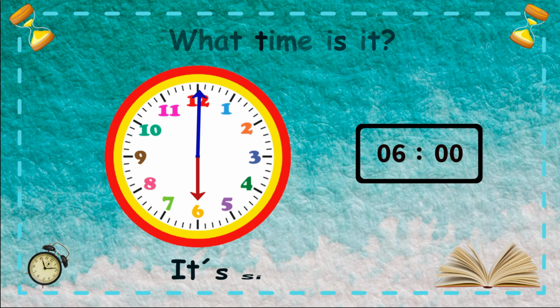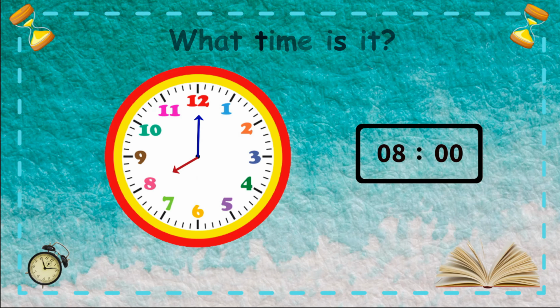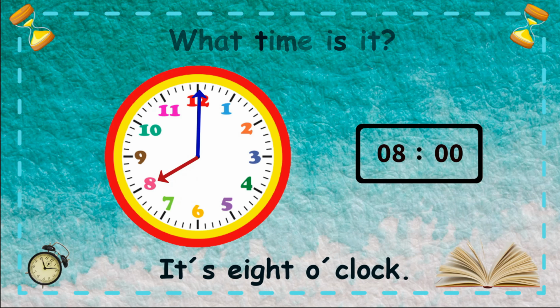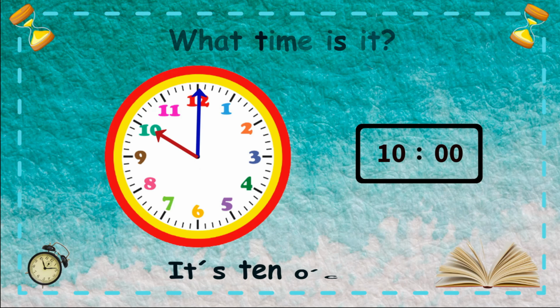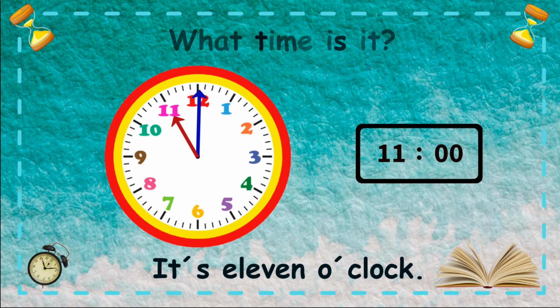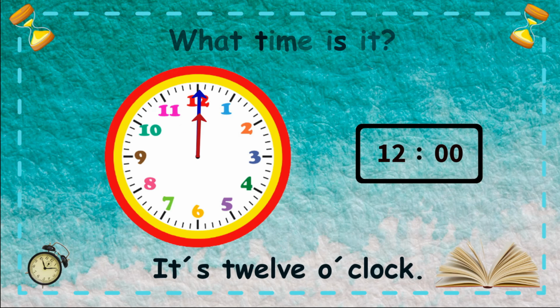What time is it? It's 6 o'clock. What time is it? It's 7 o'clock. What time is it? It's 8 o'clock. What time is it? It's 9 o'clock. What time is it? It's 10 o'clock. What time is it? It's 11 o'clock. What time is it? It's 12 o'clock.